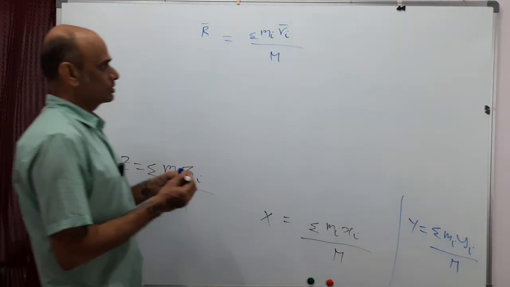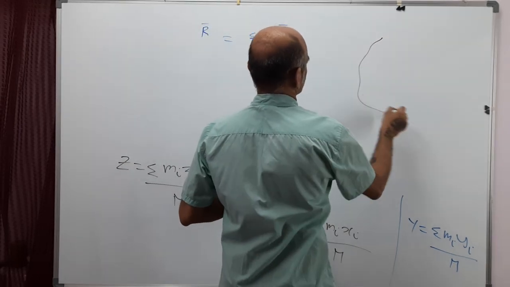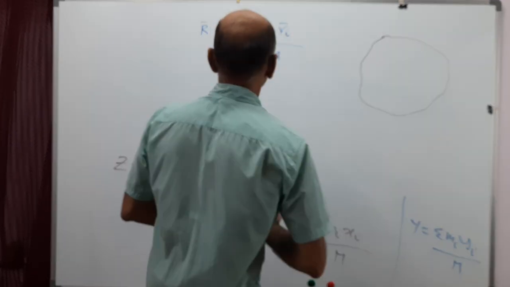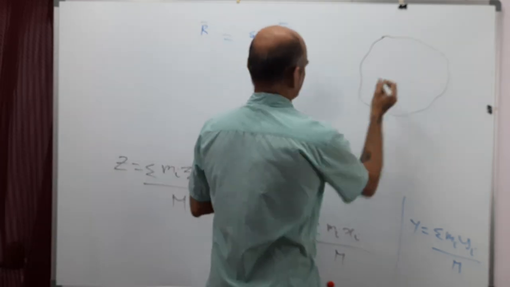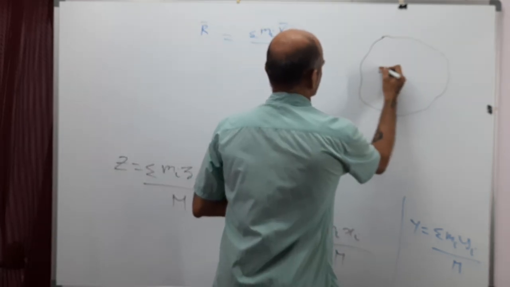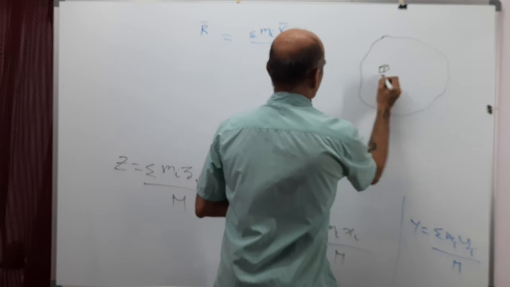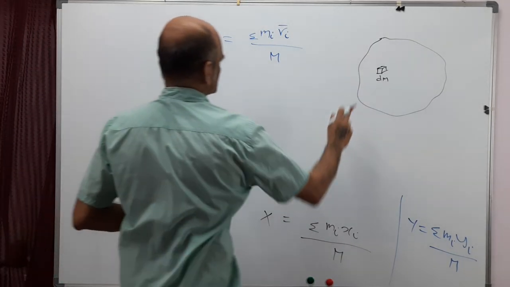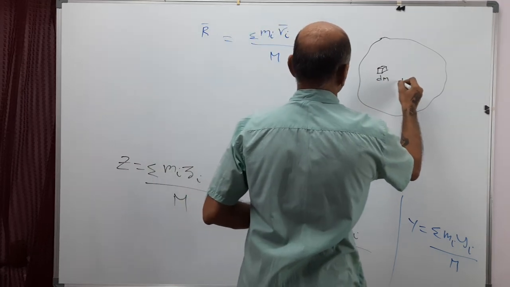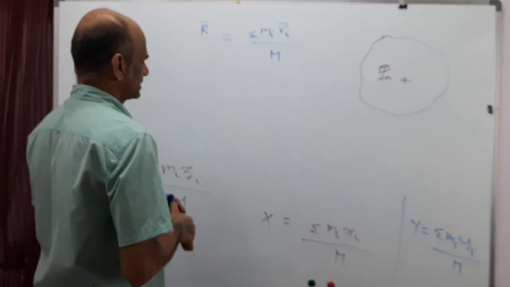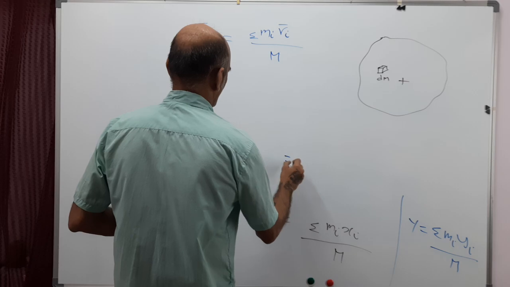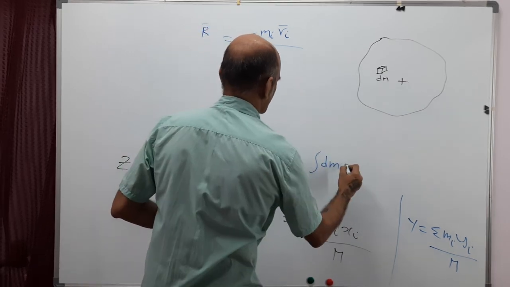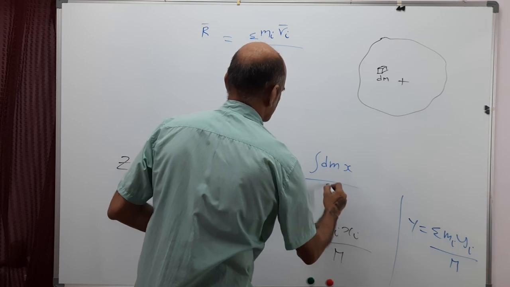Instead of having point masses, we can also have a distributed mass. So here the mass is distributed. In that case, you can take a small element of it, of mass dm. This will have a coordinate x, y, and z. So this whole thing will have center of mass somewhere here, and that x coordinate is given as, instead of summation, we have the small mass dm and the corresponding x, divided by the total mass.